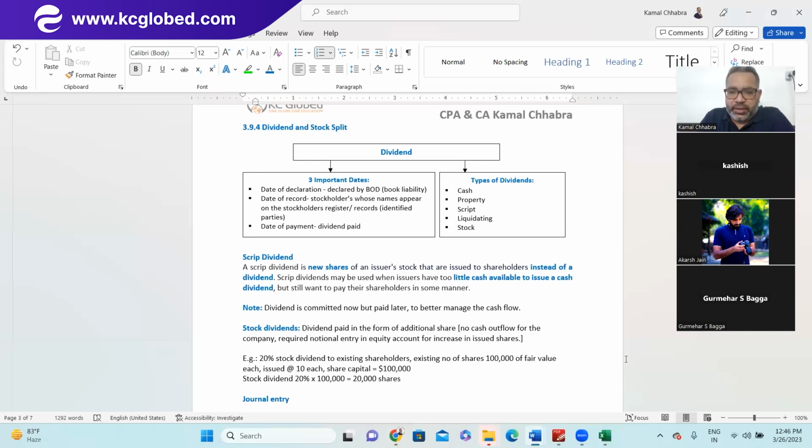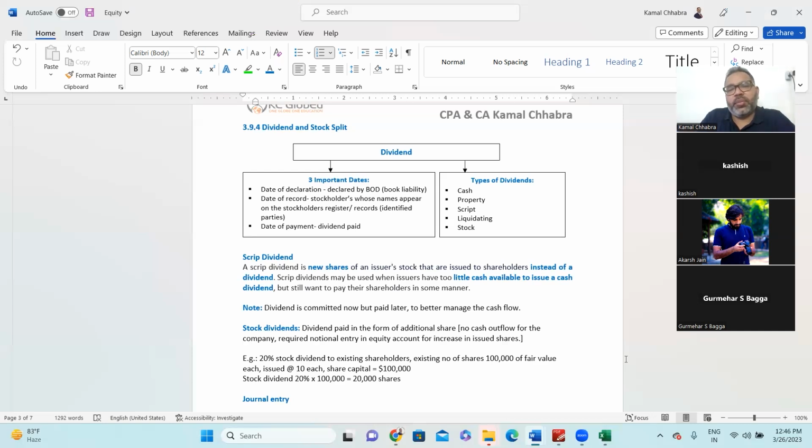Now coming to the right hand side, which is the type of dividend. We discussed recently an example of the cash dividend. But there may be a possibility that the company pays dividend in property, or in scrip, or the company may be getting into liquidation and paying the dividend from the liquidity. Or there might be a possibility that the company pays a stock dividend also.